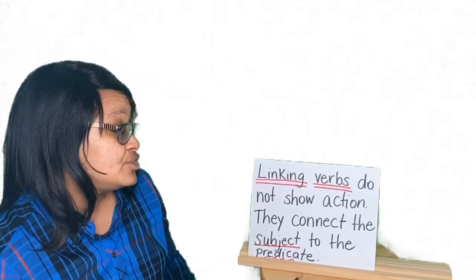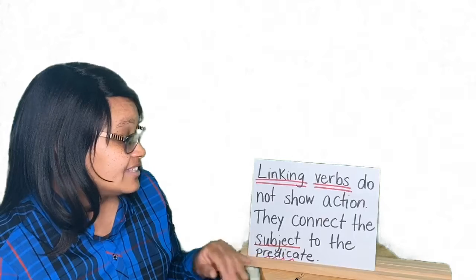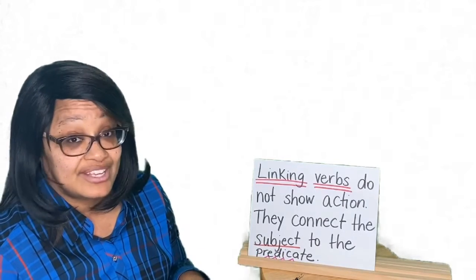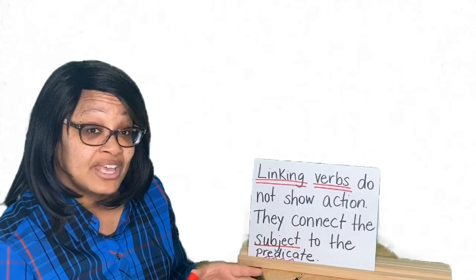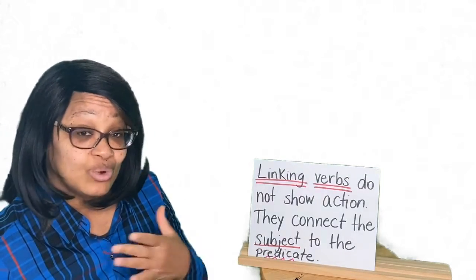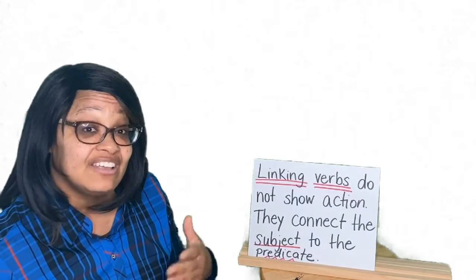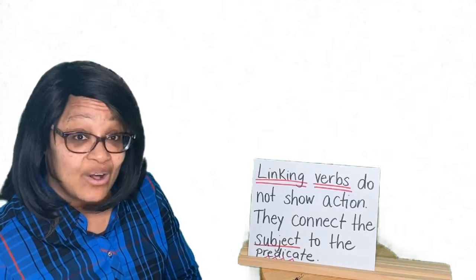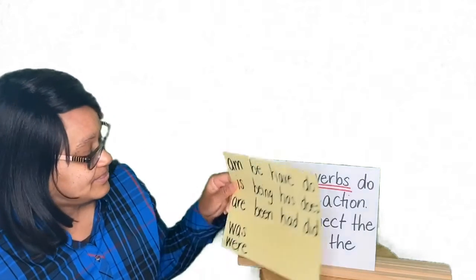Linking verbs do not show action. They connect the subject to the predicate. Okay, so the subject is what the sentence is talking about, and the predicate is the action, what the subject is doing. So we have linking verbs that help the predicate connect better to the subject.